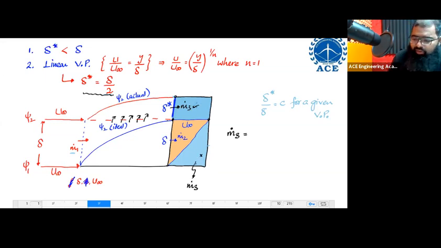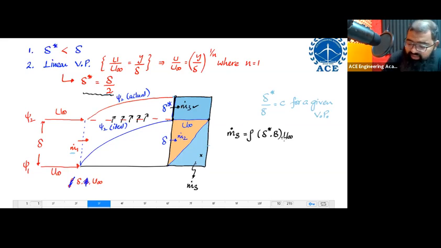For example, what is the formula of m dot 3? Density times area multiplied by velocity. Density means rho. What is the area? The area over here is this height, which all of you know is delta star, multiplied by the width perpendicular to the paper, which is equal to capital B. So the area is delta star multiplied by capital B, multiplied by the velocity, which over there is u infinity.